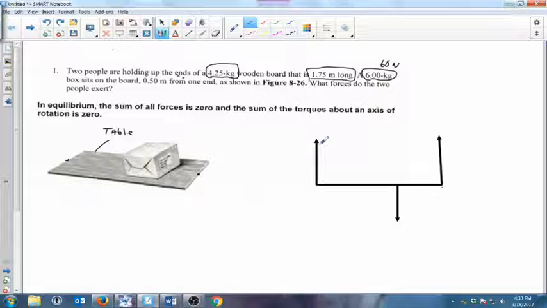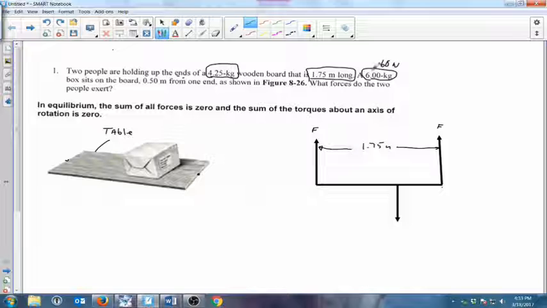So I've kind of shown that right here. Here are the 2 forces holding it up. We'll call this a force, and we'll put a suffix on it in a second. And this is a force. That's what's holding it up. Okay, 2 forces holding it up. Now it says that the whole board is 1.75 meters long. So from this point all the way to this point is 1.75 meters long.